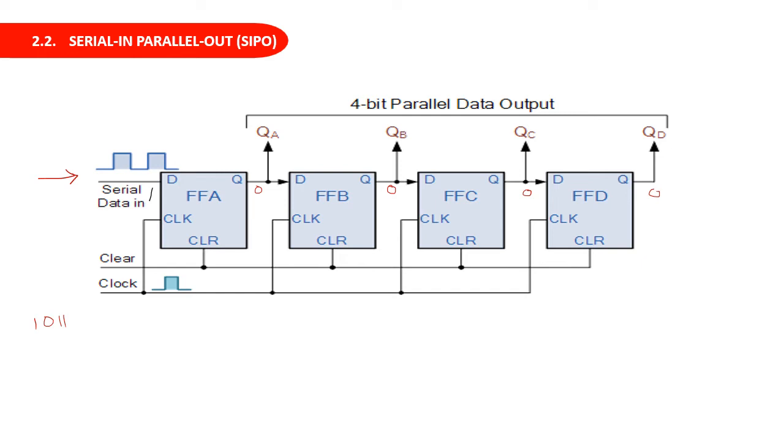So when the clock pulse comes, we know that for a D flip-flop, the data output will be based on the data input. That is, if it is 1, the output will be 1. If it is 0, the output will be 0. So the first flip-flop output will become 1. Then the second flip-flop output will be 0. Third flip-flop output will be 0. And the fourth flip-flop output will be 0.